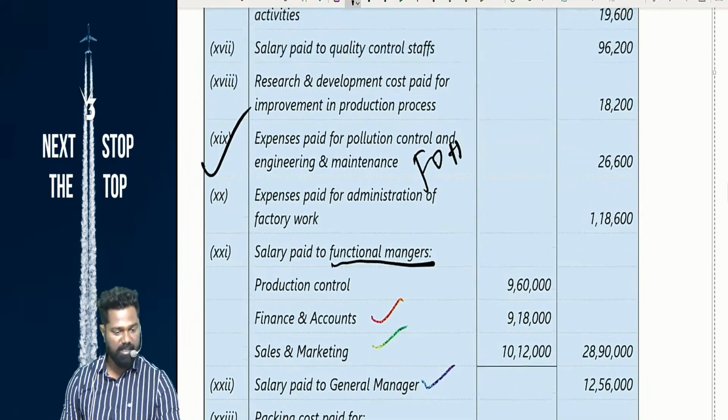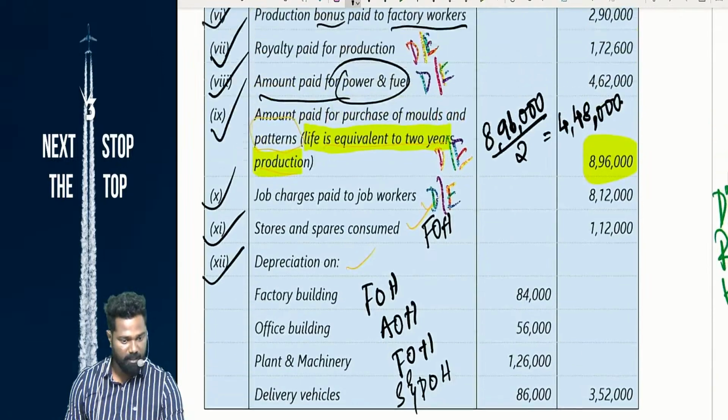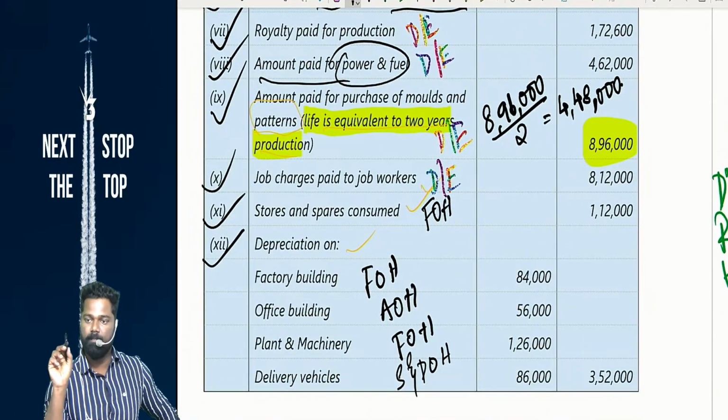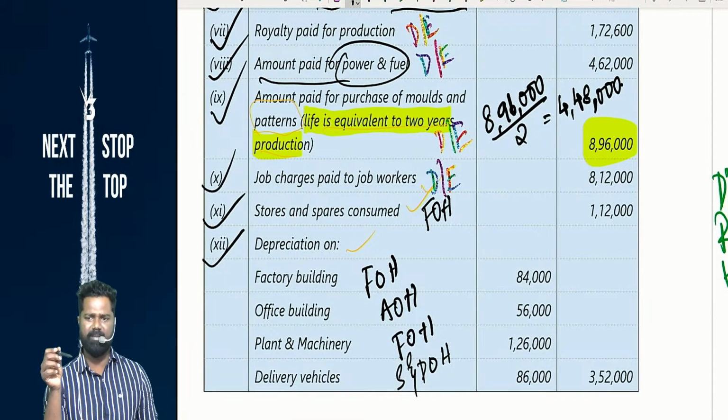Okay, so that's it. Tell me what all items we have considered. Quickly say it once, revise. First one, stores and spares. Are you all clear now? Simple. Let me give an example. See, what does stores and spares mean?